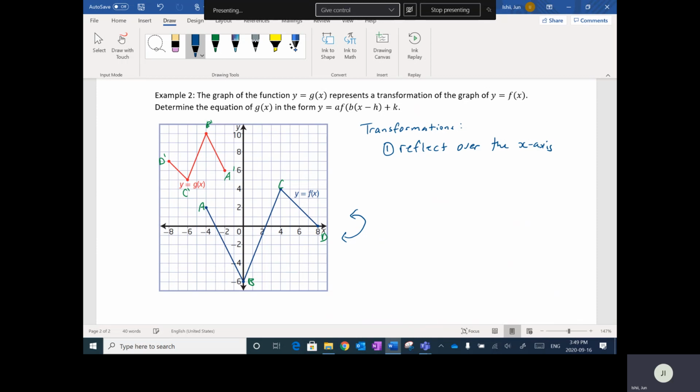All right. Now, the other thing too is that on the original function, A goes from left to right. However, on the new one here, you can see that A goes from right to left in order to get to D. So in this case, there's actually two reflections. Okay, so we're going to reflect over the x-axis, but we are also going to reflect it over the y-axis as well.